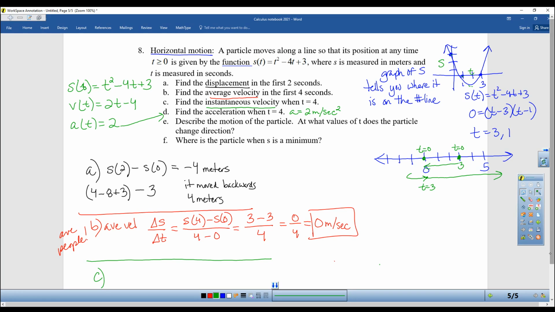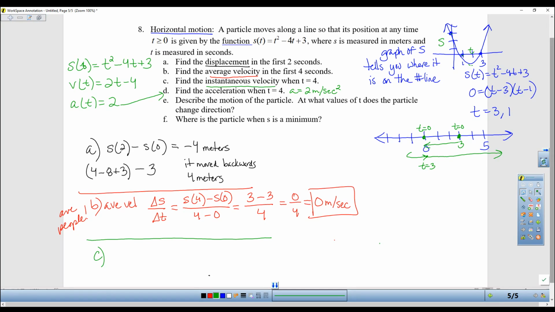But moving on to part C, what is the instantaneous velocity when t is equal to 4? Instantaneous velocity is always the derivative. You want to know something right at that moment in time. So v of 4 is equal to 2 times 4 minus 4, which is 4. Make sure you have your units, meters per second. Great. Part D we already did. So moving on to part E.